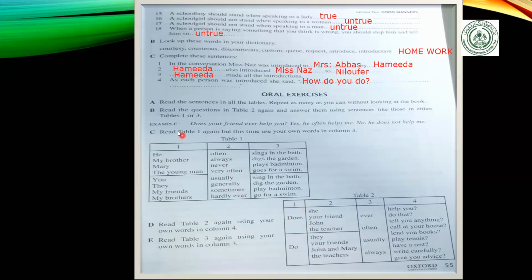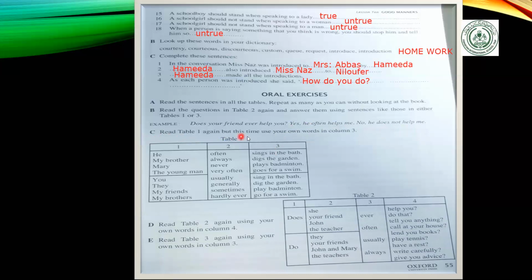Now what we have to do, example here: does your friend ever help you? Yes, he often helps me. No, he does not help me. Often means rare. Sometimes he helps you, or always he helps you. But no, he does not help me means he never helps you.